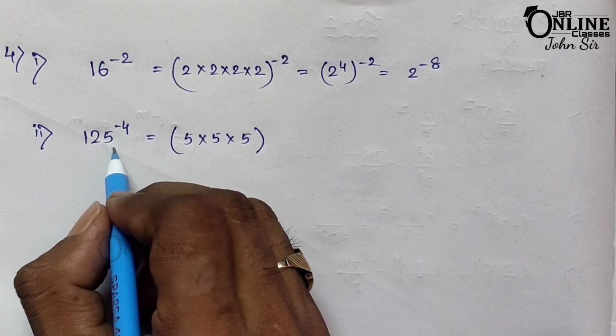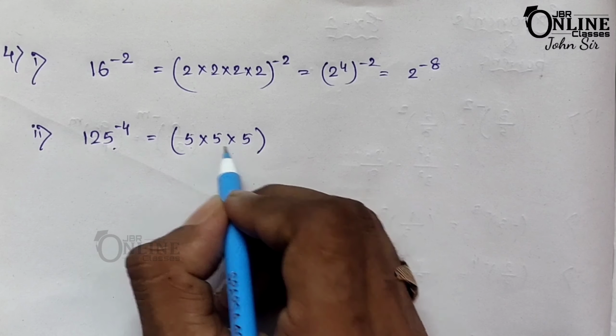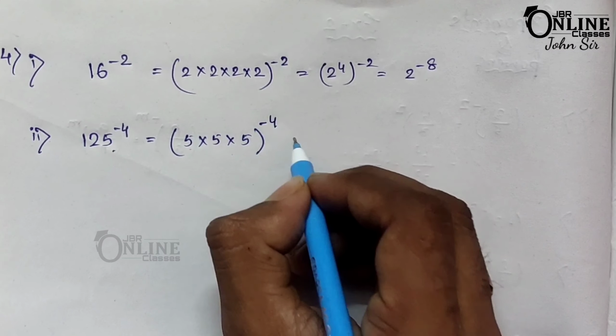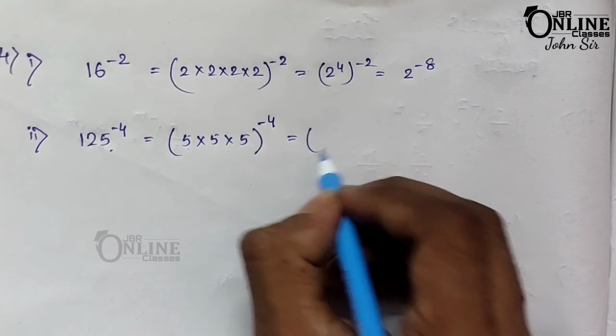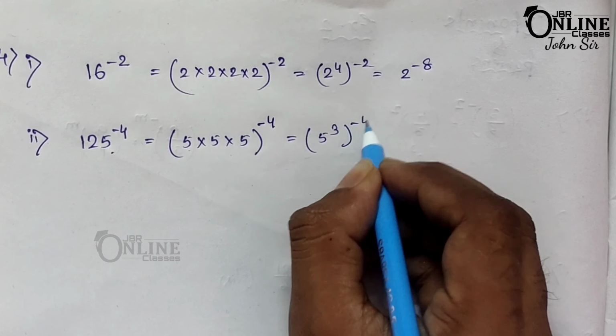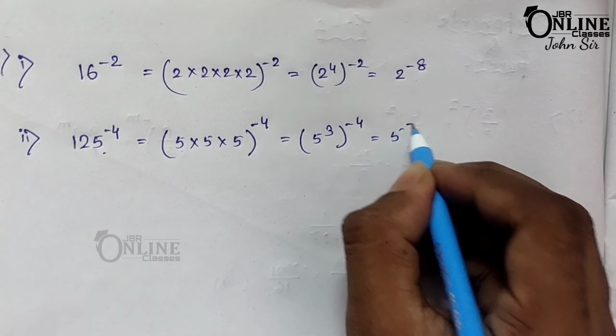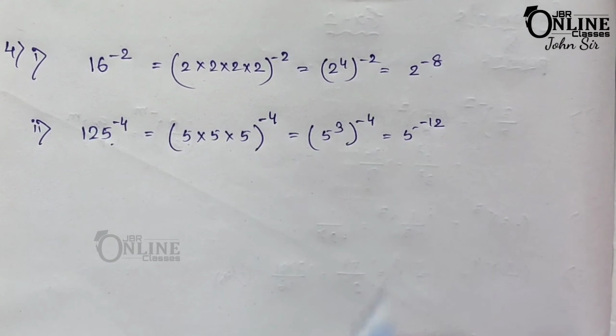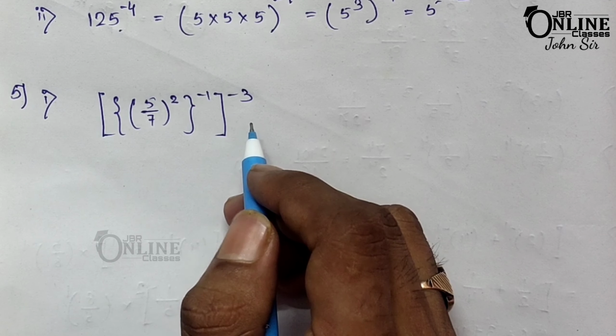So instead of 125, you can write here 5 into 5 into 5 to the power minus 4. Now here 3 and 5 are in multiplication, so 5 to the power 3 minus 4, that becomes 5 to the power minus 12.